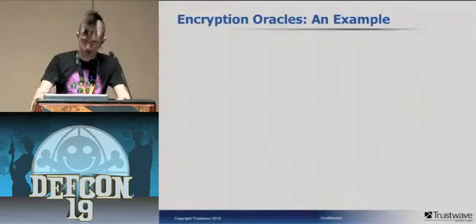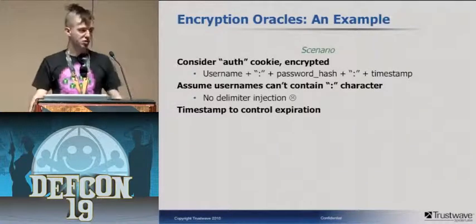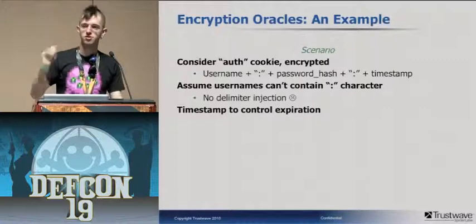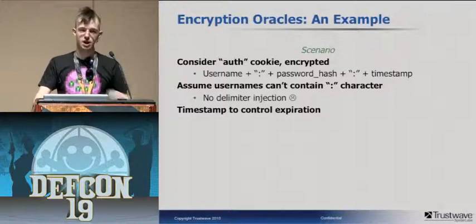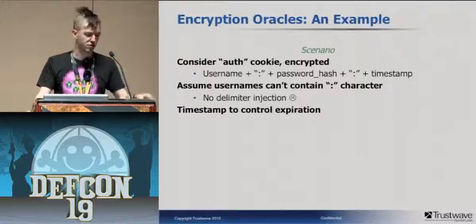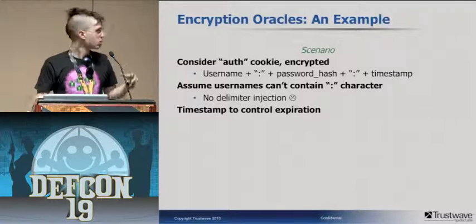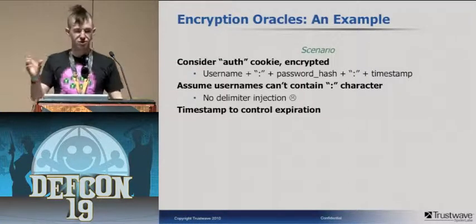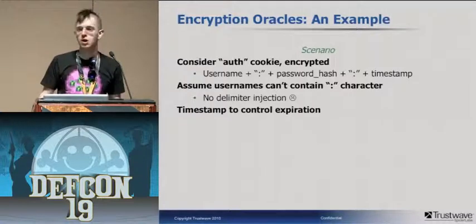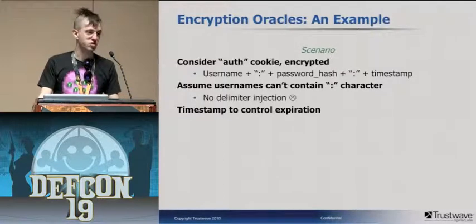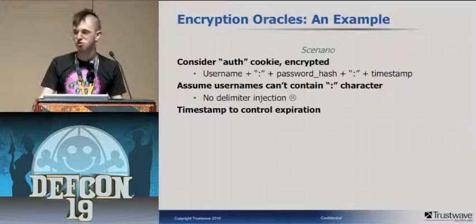So here's an example of where you might find an encryption oracle. Let's say that you have an authentication cookie. So this is a situation where you have session data that you want to store on the client, encrypted, and not store as session variables and hold down the server. So consider an authentication cookie that's the username concatenated with a colon, password hash, colon, and a timestamp. So we can't do any sort of replay attacks because of the timestamp. And we'll assume that the usernames can't include a colon character, so we don't have delimiter injection, no field injection stuff.